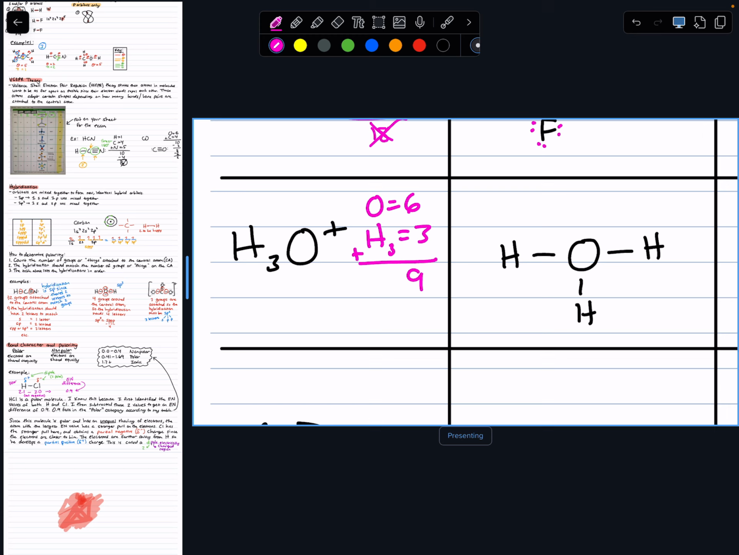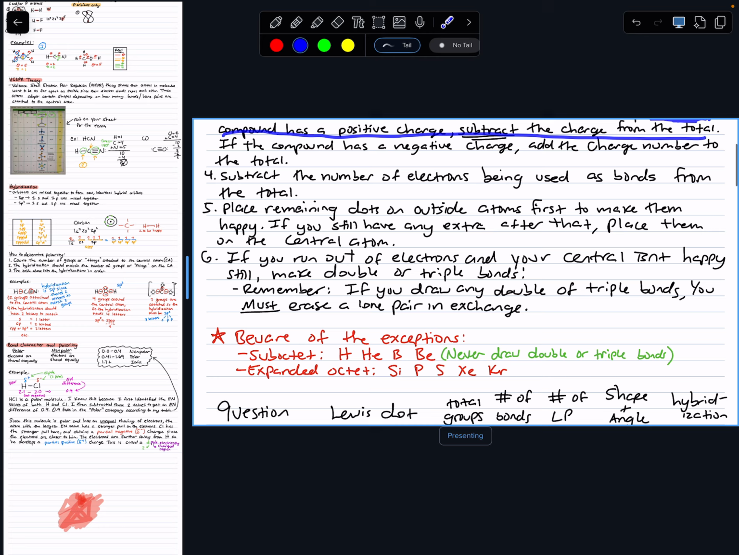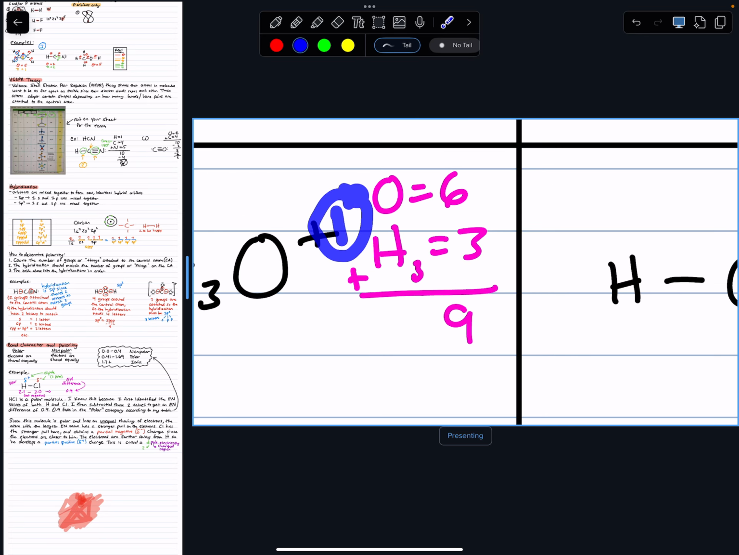I would do it before that, because you get into the groove and you forget to do that. It's an ion, so that means you subtract. Over here in the rules, I said that if the compound has a positive charge, you subtract the charge from the total. So what is the charge? Plus, what's the number? So I'm subtracting what?